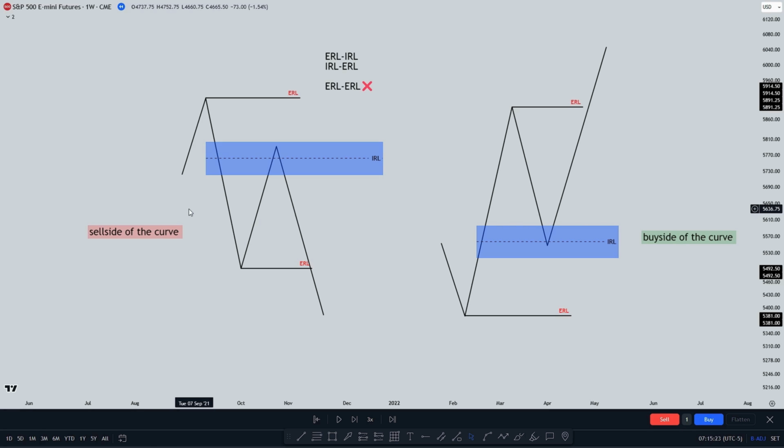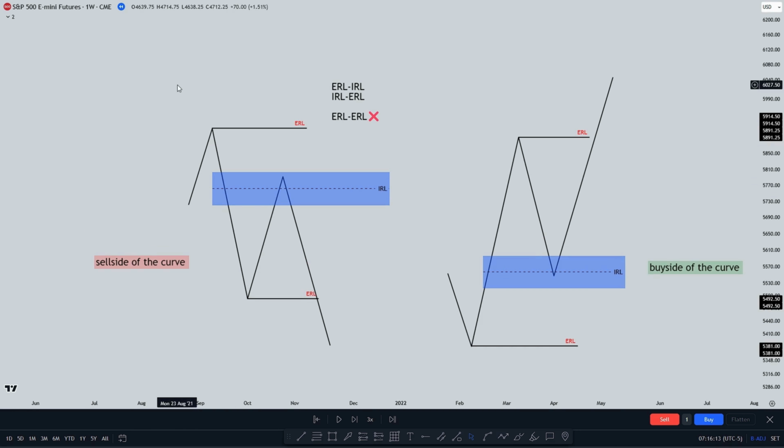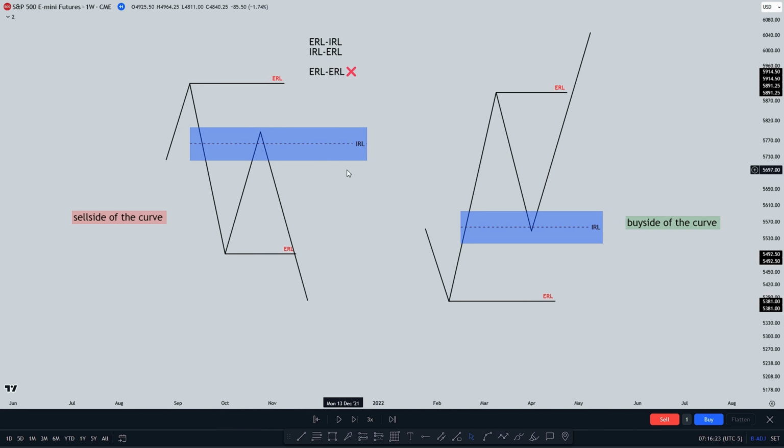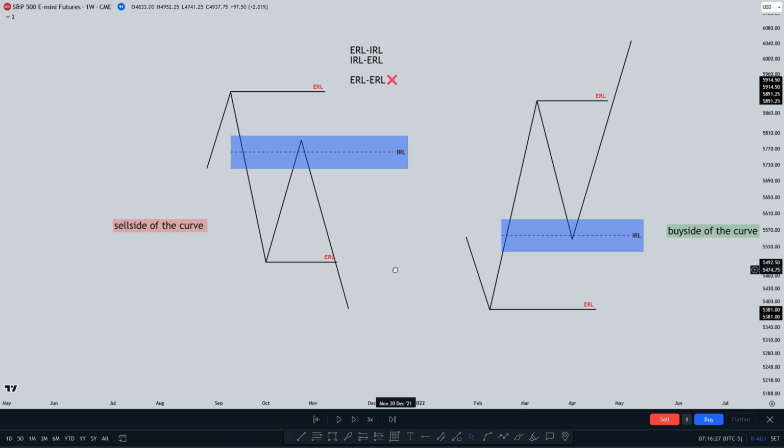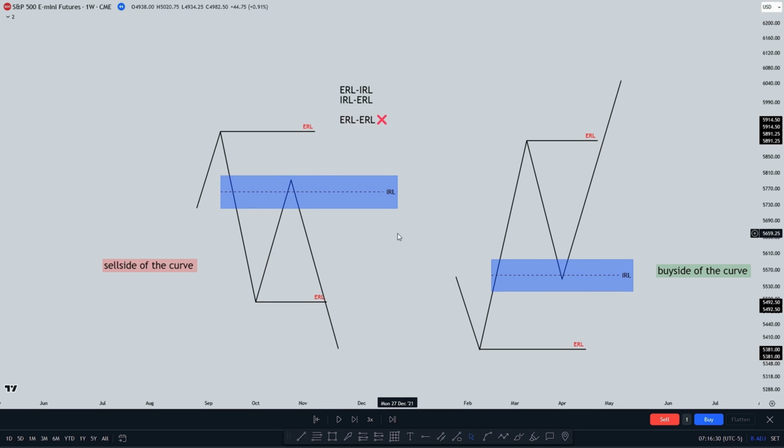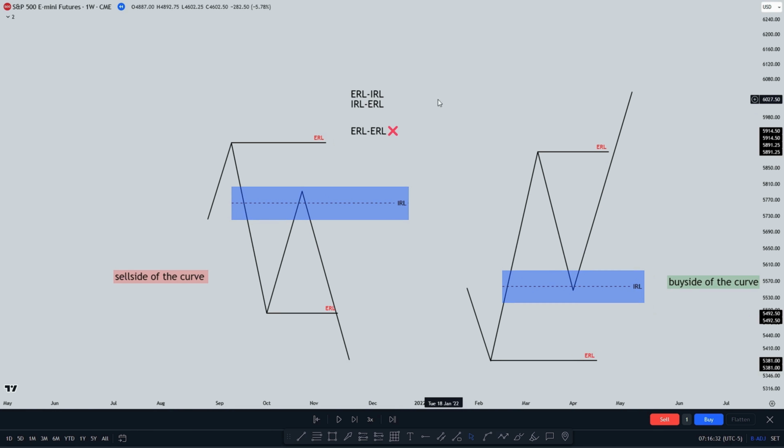In this video, I'm going to be talking about what external range liquidity and internal range liquidity is, and also how these two concepts move with each other. So first, we're going to be talking about what external range liquidity is. External range liquidity is buy-side liquidity or sell-side liquidity. And then internal range liquidity is either a fair value gap or a swing high within external range liquidity. So price moves from either external range liquidity to internal range liquidity or internal range liquidity to external range liquidity.